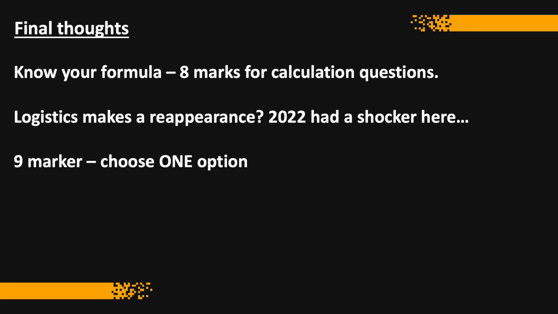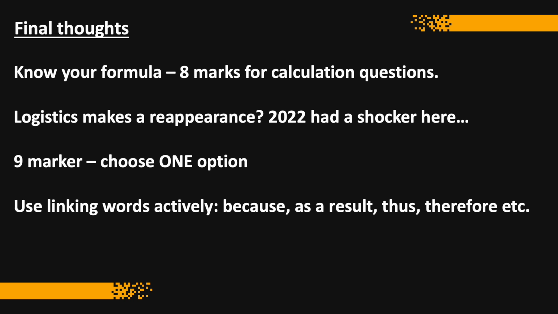9 marker, well, make sure you choose 1 option for that option, against that option, conclusion. Please do that. And then don't forget about those linking words, just actively use them throughout. I'm sure you've had them throughout your course. So because, as a result, thus, therefore, that helps particularly in those 3 markers, those explain questions, to make sure you collect all the marks.